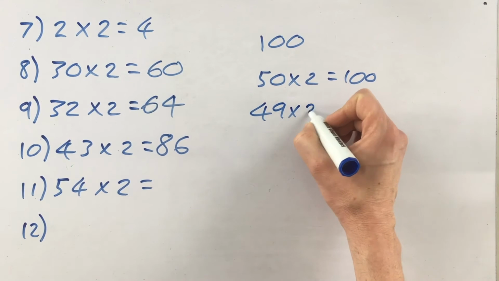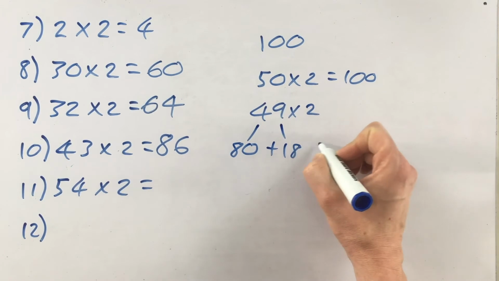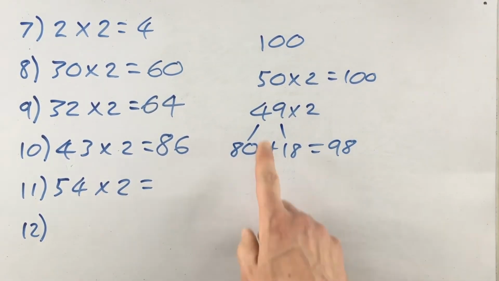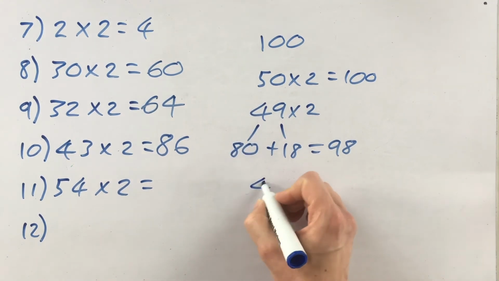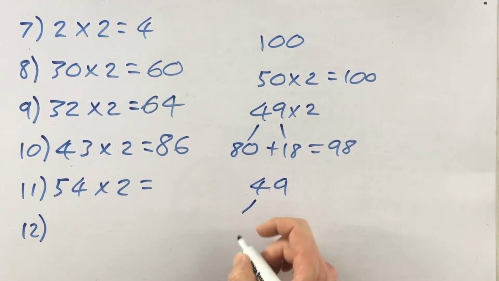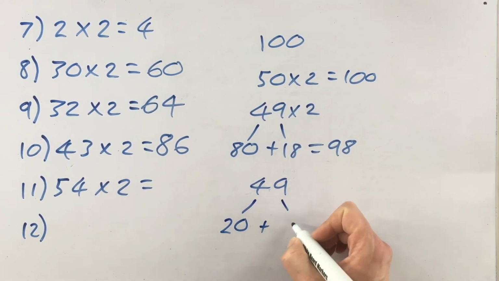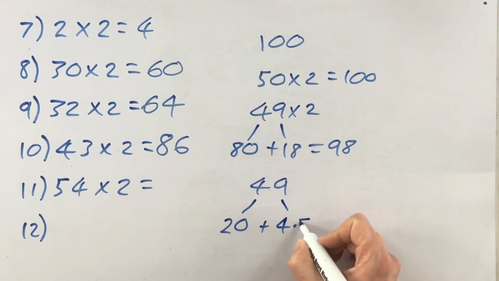If I double 49, I get 98. But that's only doubling it once. If I work backwards and now halve this number, okay, then I should get my answer. So if I now halve 49, using the same diagram, but this time I'm going to do half of 40, which is 20, and half of 9, which is 4.5.